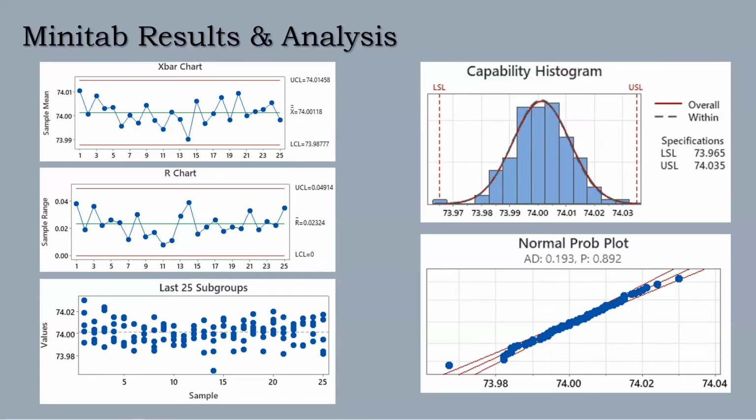The process spread is just within spec limits, which suggests good capability. We don't have any points lying to the left or the right for this particular set of data.